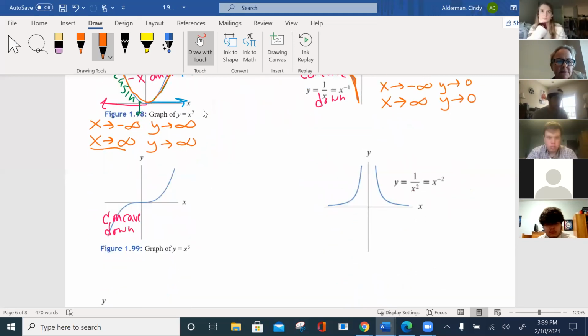All right, what else? So this is, of course, concave up. I want to finish this. And you would say that it's concave up for all of the positive x values and concave down for all the negative x values.